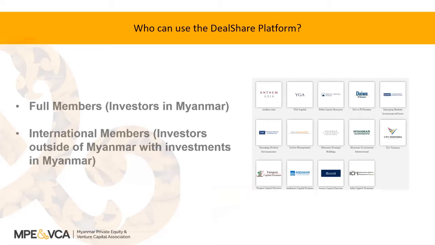In terms of who sees that information, this is important, I'm sure, for all of the companies out there thinking, what information am I providing and to whom? It will be only investors, and only investors who are members, and there will be two categories for the time being. So that's full members. We define a full member as an active investor with operations inside Myanmar, or international members who are active investors in Myanmar whose offices exist outside of Myanmar. And we represent the vast majority of capital in the market.